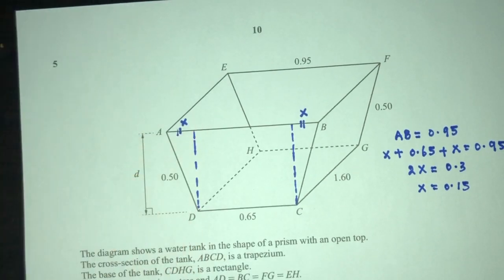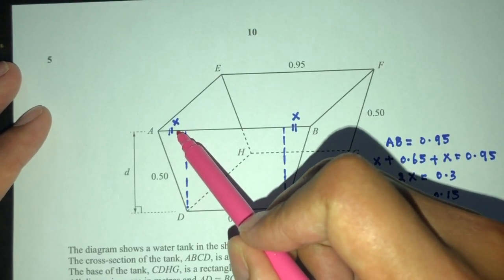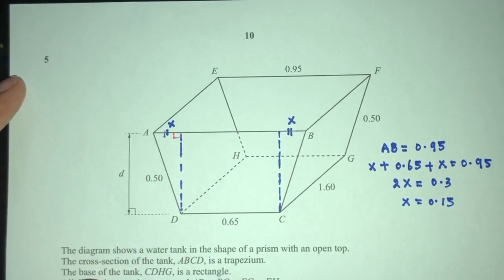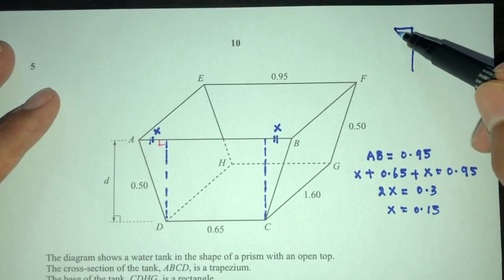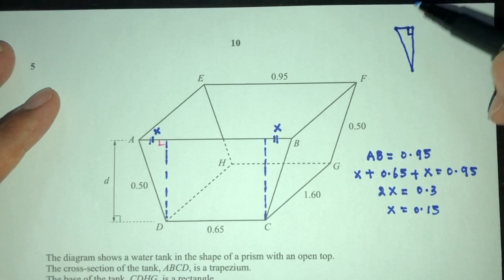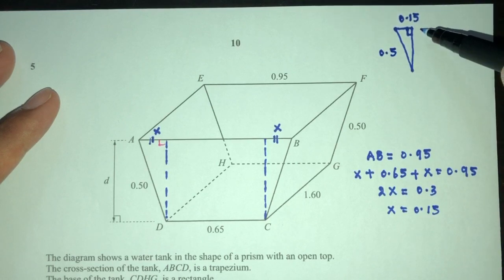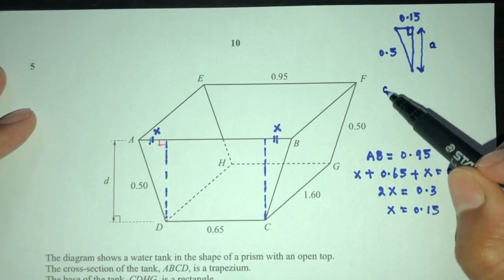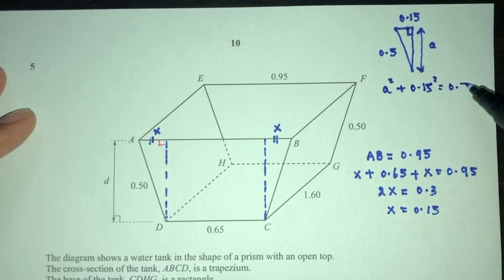Now, how can you find this? We can use our knowledge of right angle triangles. Since this is the perpendicular height, right, we can say this is the angle right here, and we can use that triangle. For example, let's take this out. We will have this and this. Okay, and this is the length of 0.15. This is 0.5. So how do you find this? We can find this by using the Pythagoras theorem. For example, let's call this a. You would say a squared plus 0.15 squared is equal to 0.5 squared.